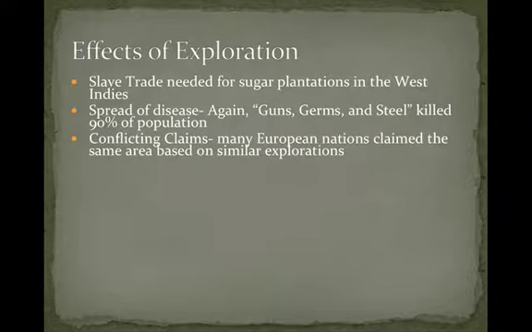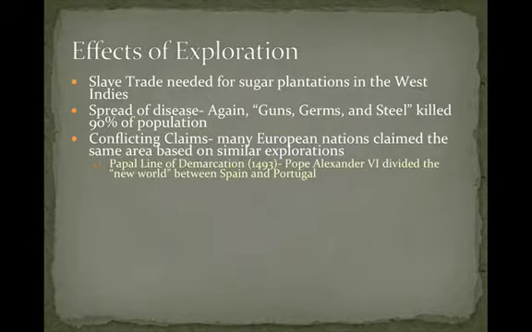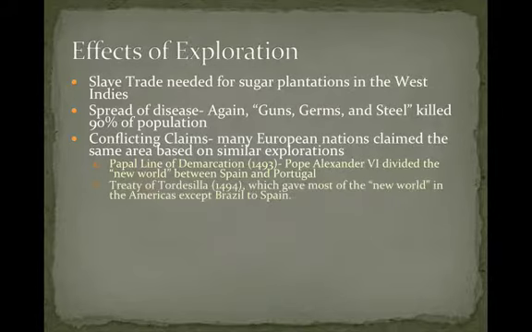Now, there are going to be some conflicting claims also as an effect of this exploration, primarily between Spain and Portugal. These two countries are going to claim the same area based on similar explorations. The first piece we're going to talk about is called the Papal Line of Demarcation. This is going to come in 1493. This is a year after Columbus's discovery of the New World for Europe. In this papal line, Pope Alexander VI is going to divide the quote-unquote New World between Spain and Portugal.